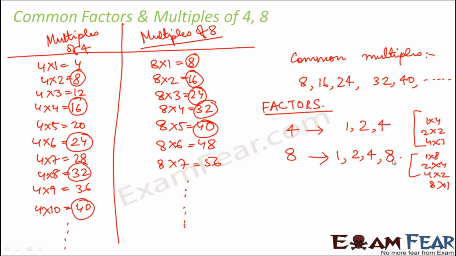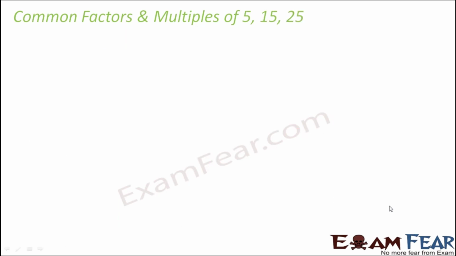So which are the common factors? Basically 1, 2, 4, these are common factors. So you can say that common factors of 4 and 8 are 1, 2 and 4. In this fashion we can find out the common factors and multiples of 2 or more numbers. So let us try with a set of 3 numbers. Here you are asked to find out the common factors and multiples of 3 numbers, 5, 15 and 25.